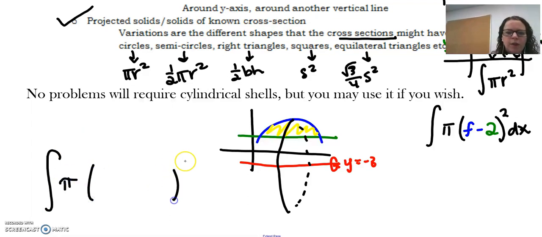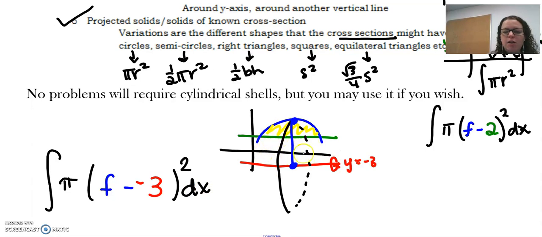pi with this big R squared. So this big R would go to my axis of rotation. That's going to be my blue curve f minus my axis of rotation, which is -3. Yes, I could clean that up, which I will in just a minute. Dx. So I would be finding this full thing as if this was all colored in yellow. But it's not. It has a big part of it taken out.